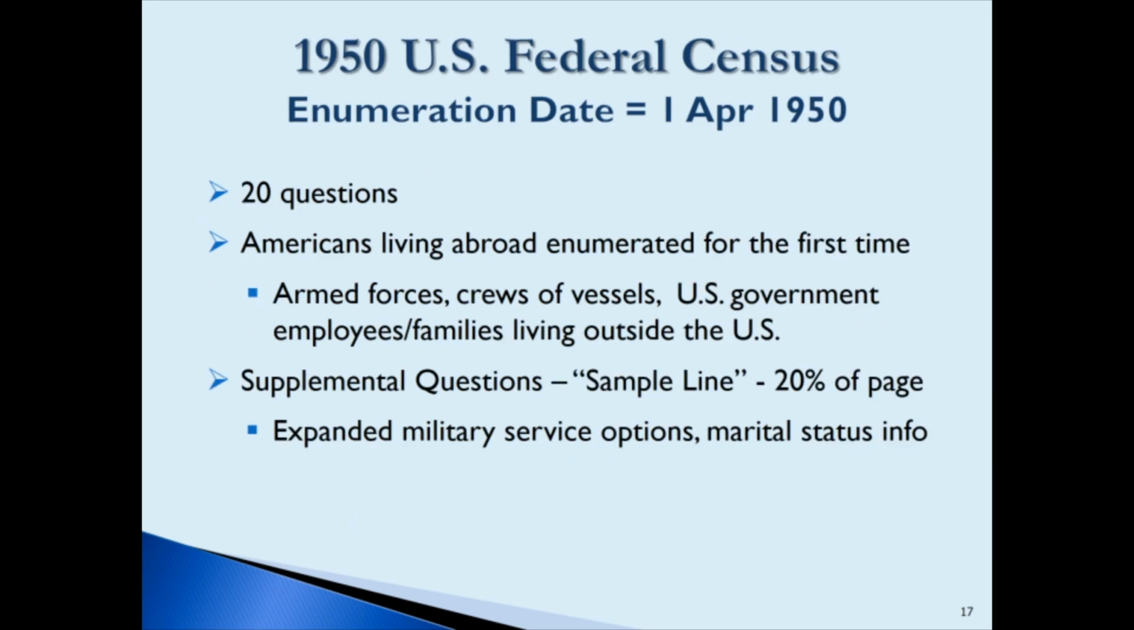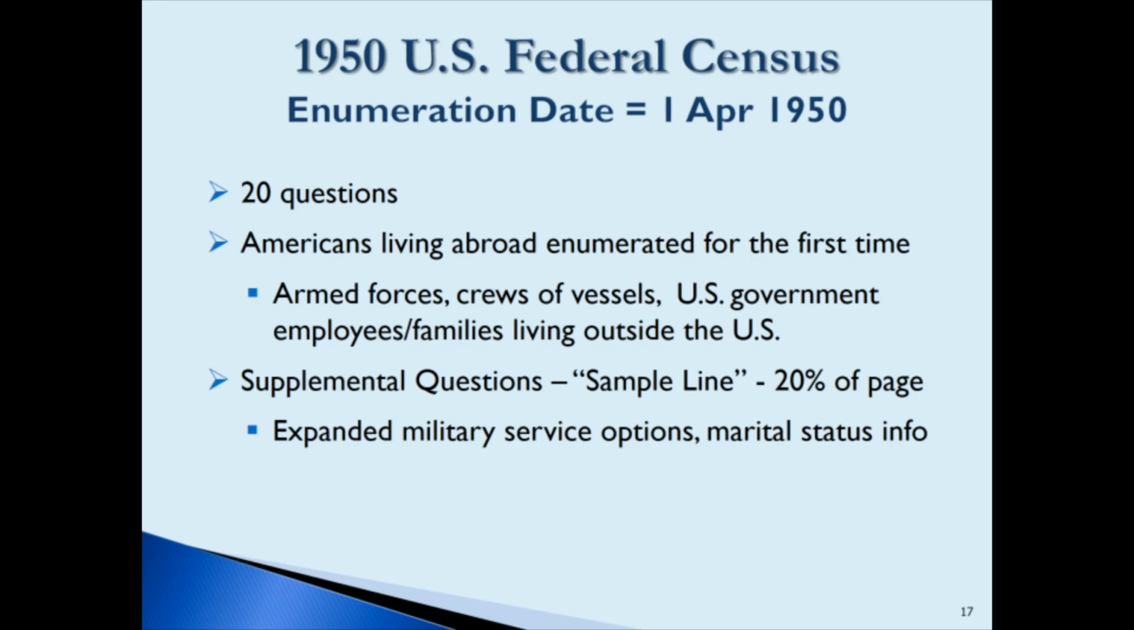The 1950 census is the last census available to the public at this time. Remember the 72-year rule we discussed earlier? This census covers 48 states, U.S. territories including Alaska and Hawaii. It was the first to enumerate federal employees and their families living abroad, as well as those in the armed forces and crews of vessels.